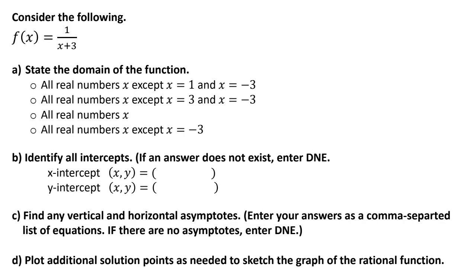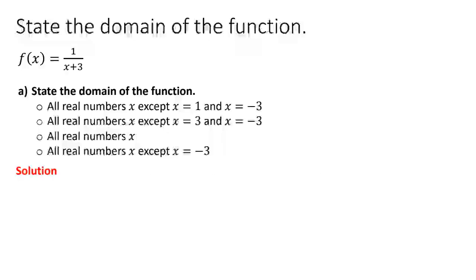So for 2.6, we have some functions here, and these are called rational functions. If you notice, most of these rational functions kind of look like a fraction. For this example, we're going to look at the domain, identify the intercepts, find the vertical and horizontal asymptotes, and then graph the rational function.